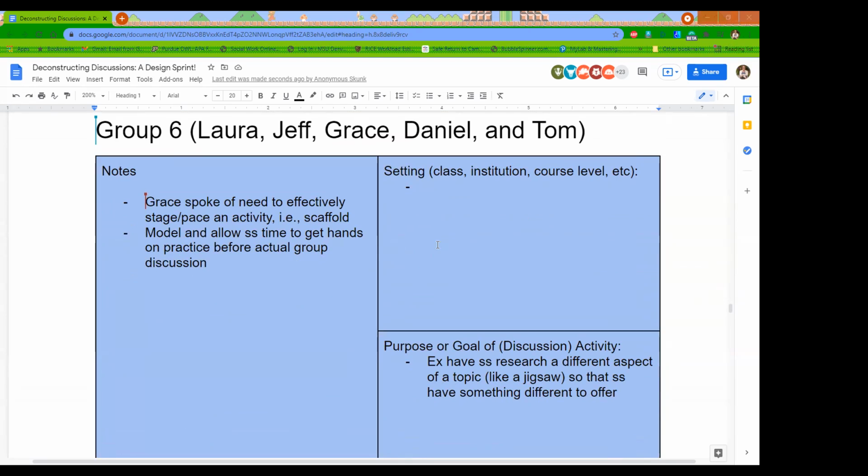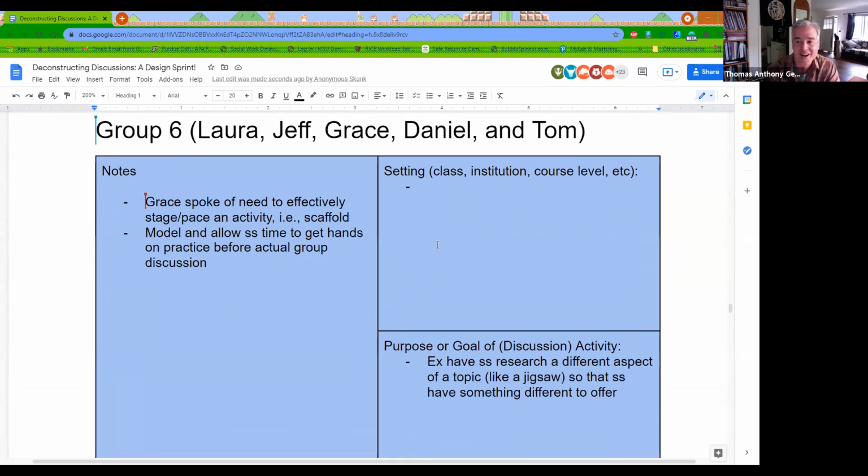I can speak about our group. We had some technical difficulties, actually. So this is something that we ended up focusing on: if students are not introduced to the activity and there's no modeling, then it's very difficult for them to avoid confusion once they get into their discussion groups. So Grace spoke of that need to effectively stage and scaffold and provide some modeling. And then also, Laura mentioned that she often feels put on the spot when placed in a group activity, and students feel the same way. So we have to avoid that.